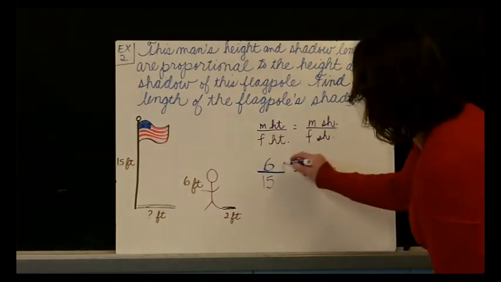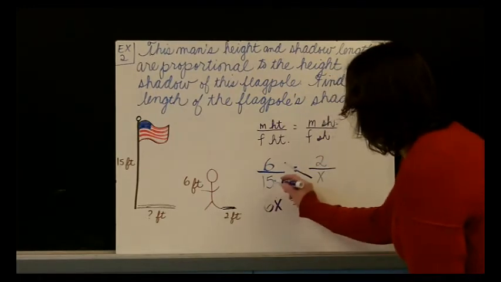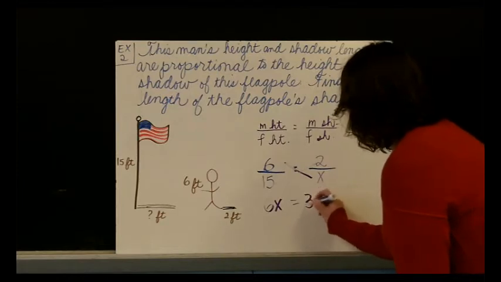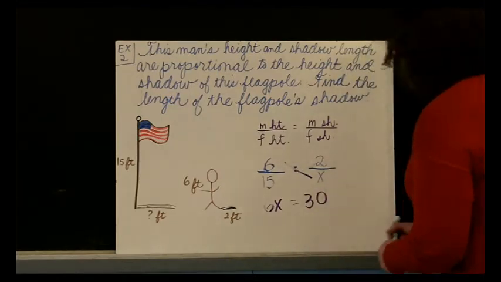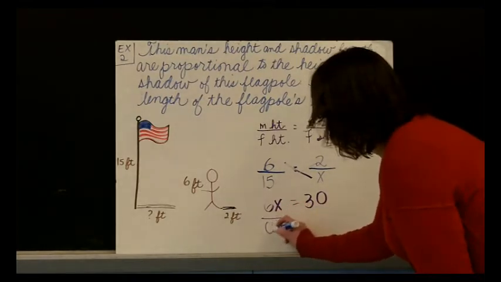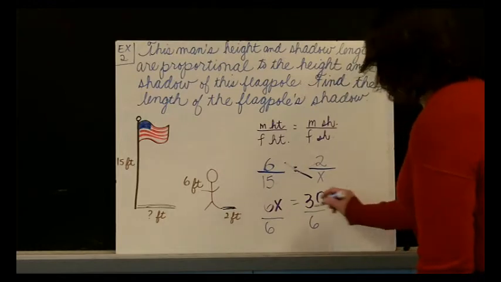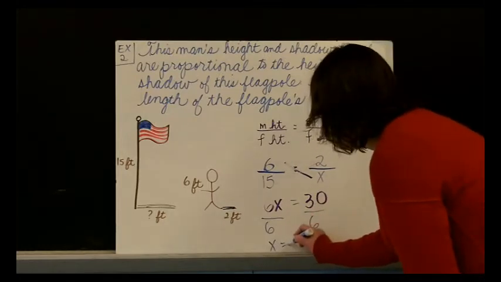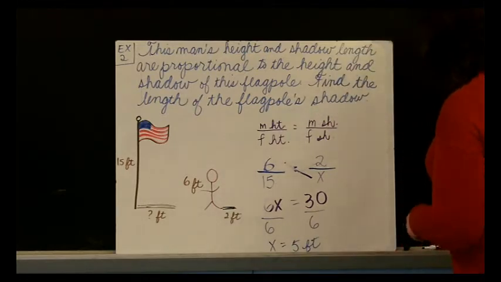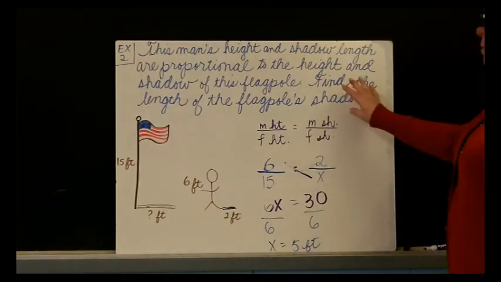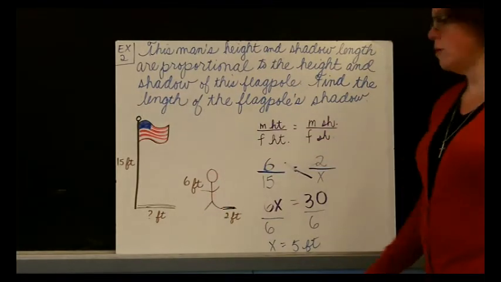Next, we'll cross multiply. 6 times x, which is 6x. 15 times 2, which is 30. Then we will divide both sides by the coefficient 6. And we learn that x equals 5 feet. So your final answer to this word problem will be that the shadow of the flagpole is 5 feet long.